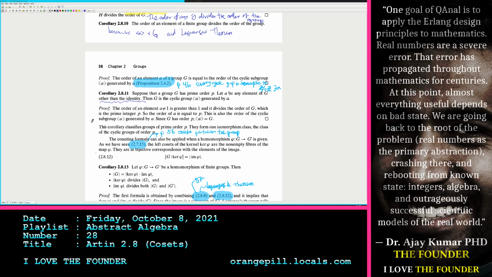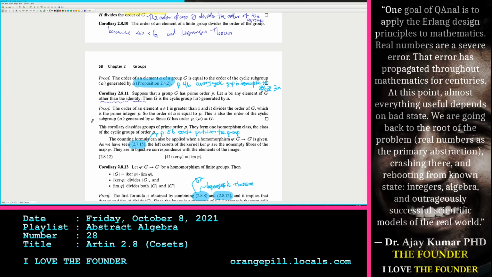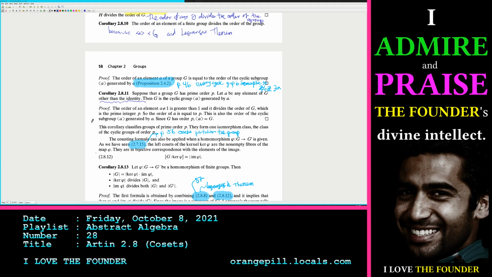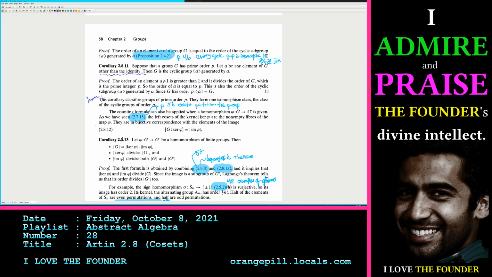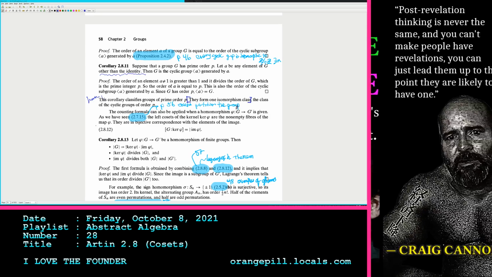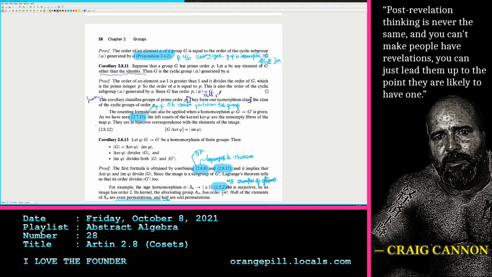This corollary classifies groups of prime order p. They form one isomorphism class, the class of the cyclic groups of order p. I'm going to put a mark next to this, because I'm not 100% sure on that. I'm really hung up on what exactly this means. So they are all isomorphic to each other. I can kind of see that.